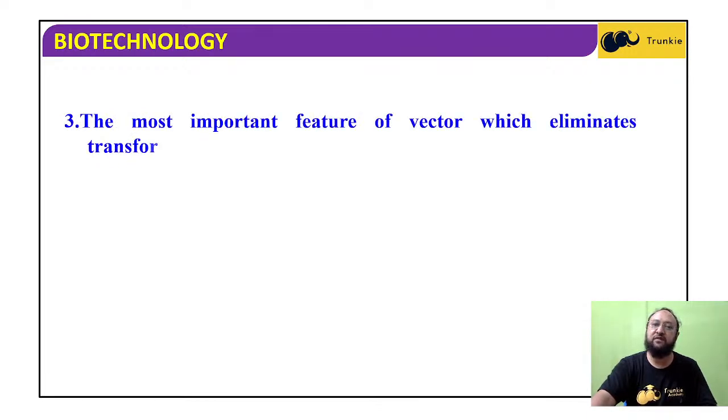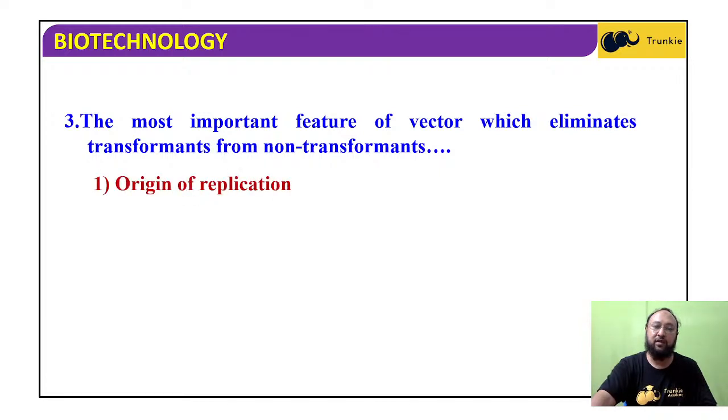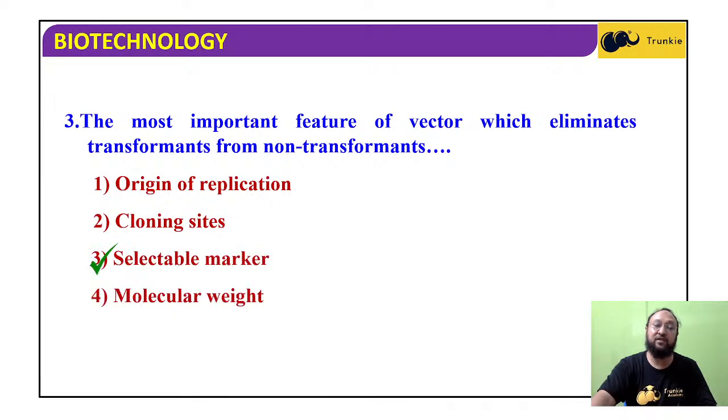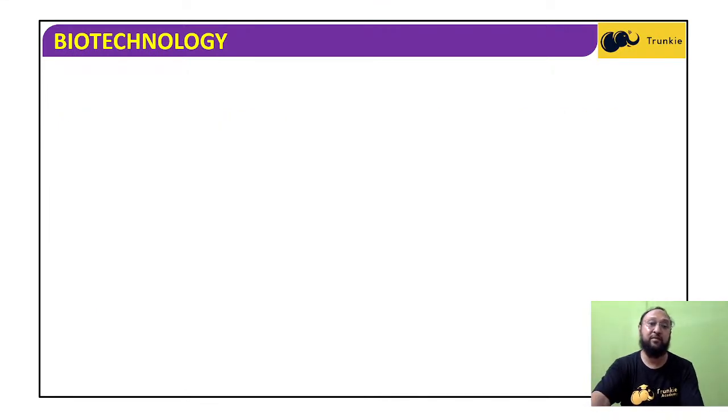The most important feature of the vectors which helps in eliminating non-transformants from transformants is the selectable marker, apart from the origin of replication and the cloning site. The selectable marker I already explained in the previous slides.